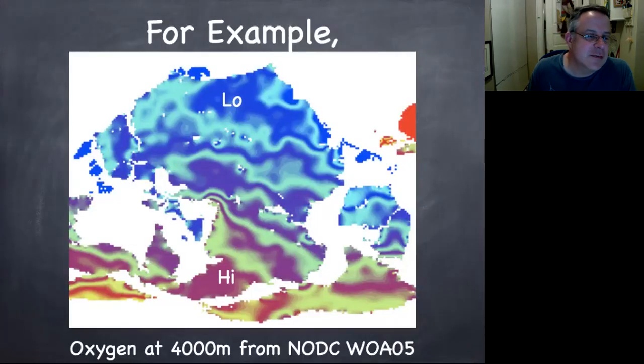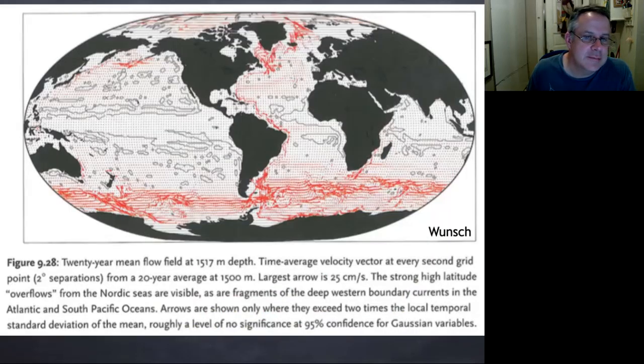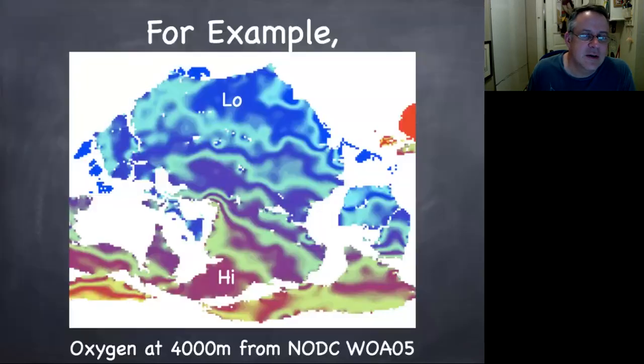And here's the oxygen at 4,000 meters, which now is showing high oxygen all around the ACC, and then lower as we go northward. So the Antarctic bottom water, the youngest Antarctic bottom water, is connected to this flow pattern, whereas the older Antarctic bottom water, which is the oldest water on Earth, has low oxygen levels out through at least this is the Pacific, but also the Atlantic, if you could see it.